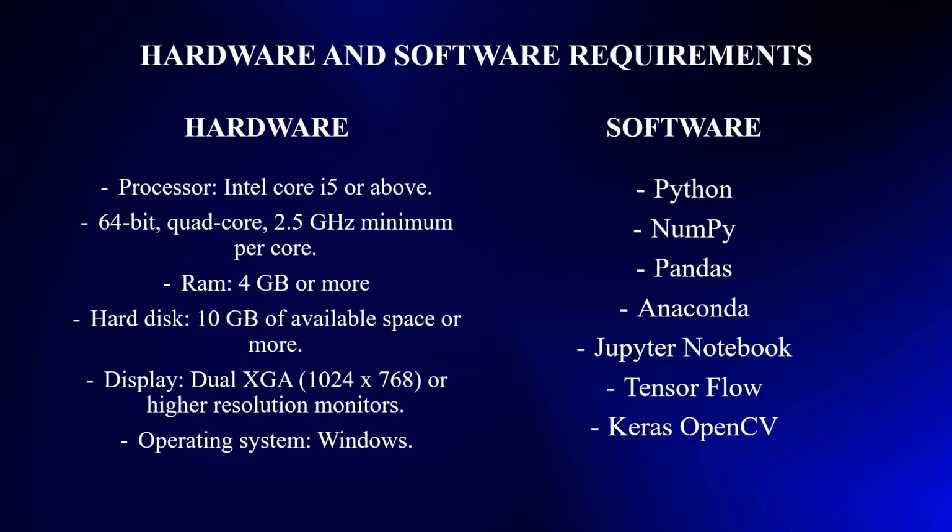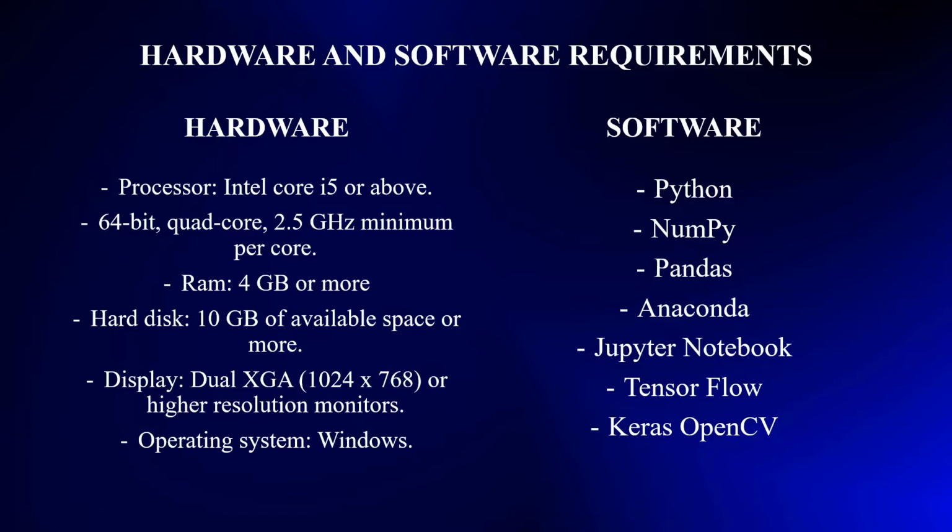So these are the hardware and software requirements. In the hardware requirements, the processor needs to be Intel and it needs to be 64-bit quad-core processor. The RAM needs to be 4 GB or more. The hard disk should have a minimum of 10 GB of space available. The display should be dual XGA and the operating system needs to be Windows.